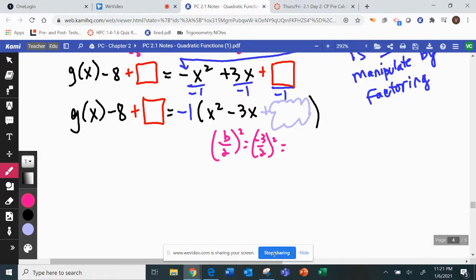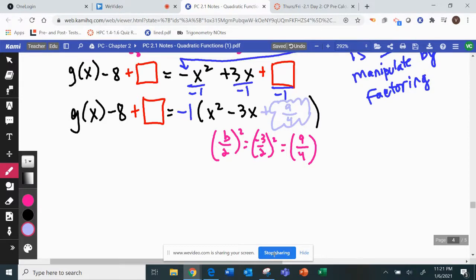Now, I would highly suggest with fractions that we leave them as fractions and not pull out our calculator. We just square a fraction by squaring the top and squaring the bottom separately. So 9 over 4. So that's what's going to go in the fluffy cloud. But that's not what's going to go in the square.